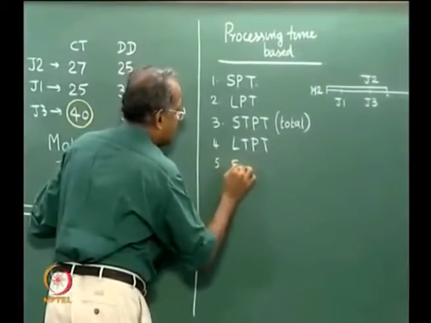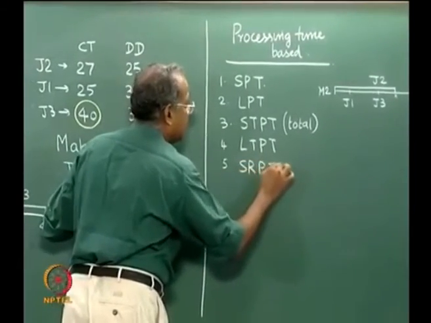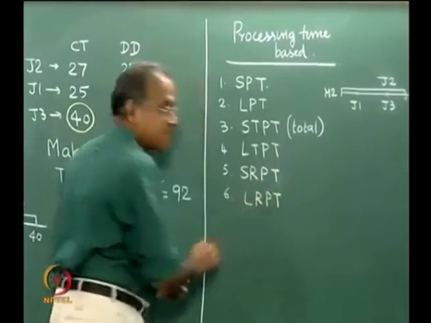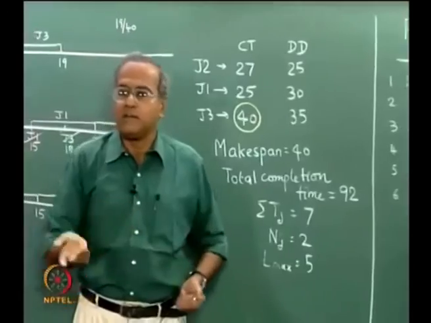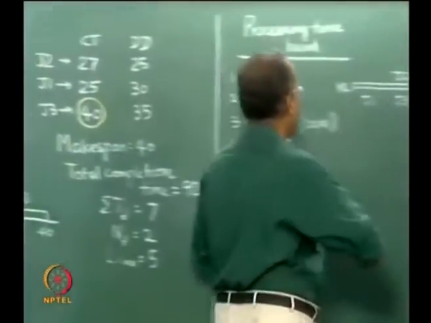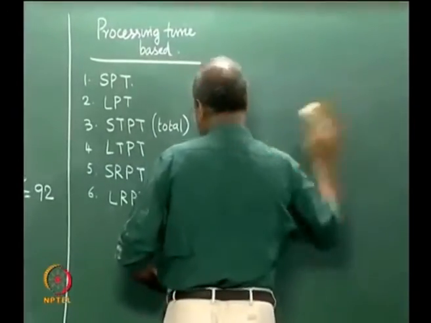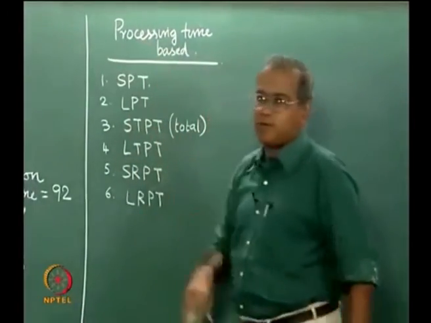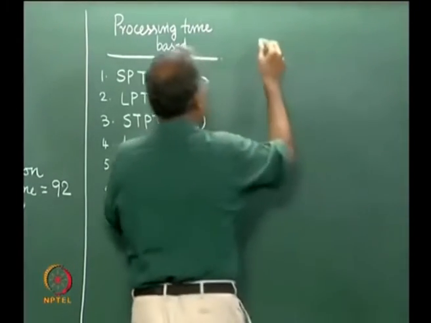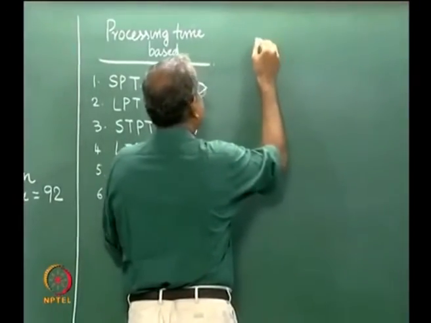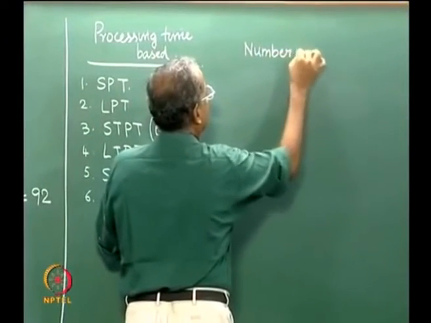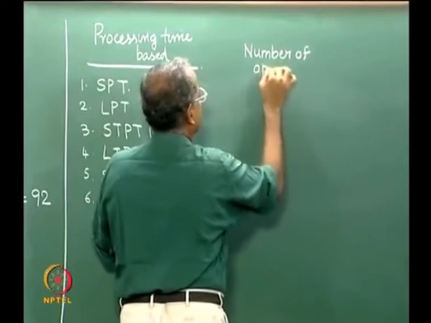So, you could have SRPT and you could have LRPT, longest remaining processing time, where remaining includes the current processing. So, these are some examples of processing time based dispatching rules. Now, other rules based on number of operations.